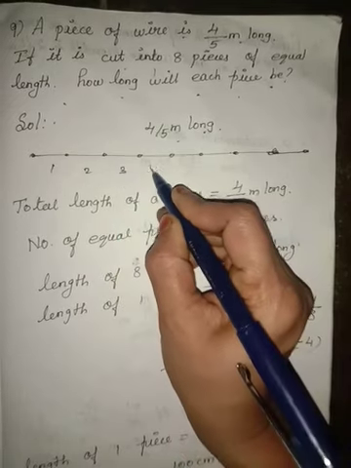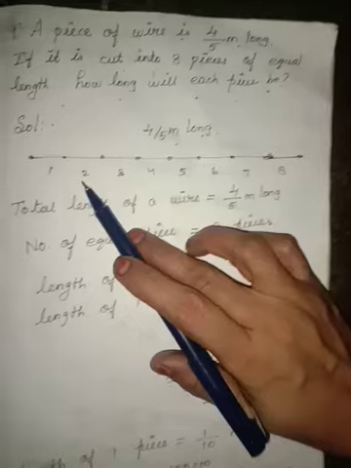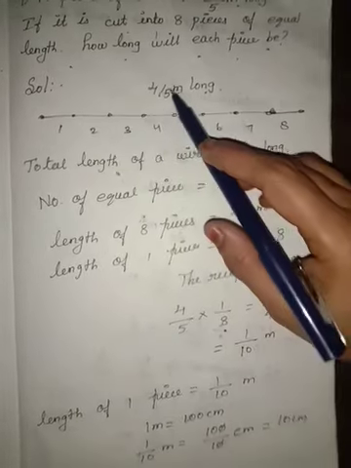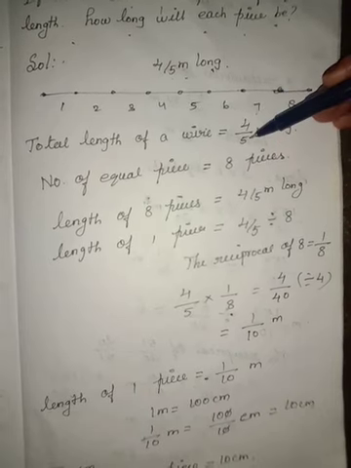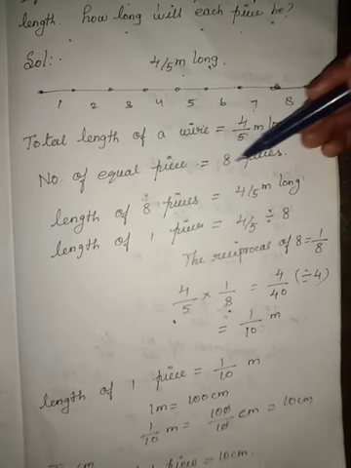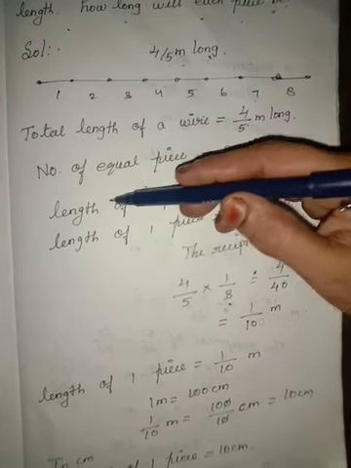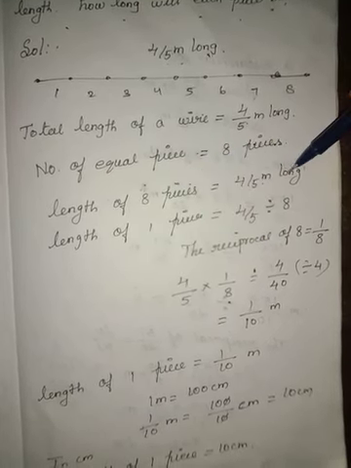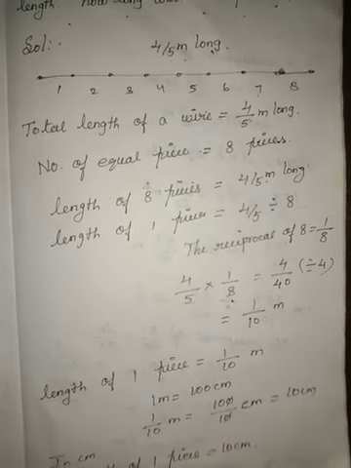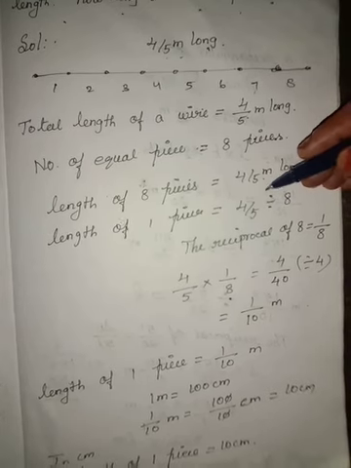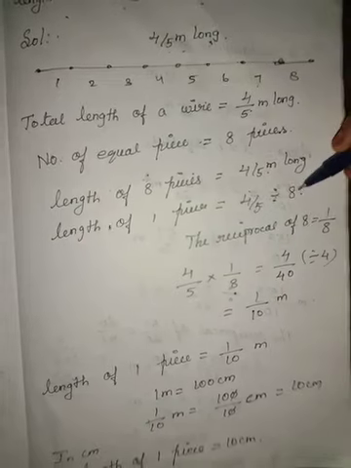1, 2, 3, 4, 5, 6, 7, 8. The total length of 8 pieces is equal to 4 by 5 meter. The number of equal pieces is 8. So the length of 8 pieces equals 4 by 5 meter. To find one piece, what will you do? Divide. We should divide the two numbers. 4 by 5 divided by 8 gives the answer.